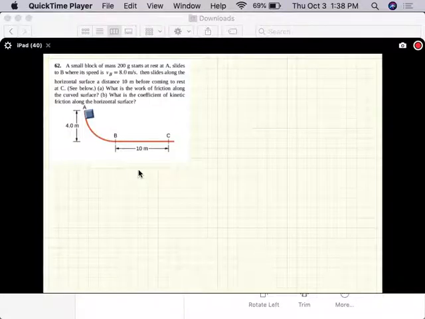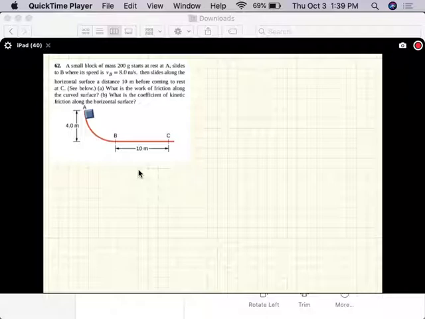All right, so this problem says a small block of mass 200 grams starts at rest at A, slides to B, where its speed is 8 meters per second. Then it slides along the horizontal surface a distance of 10 meters before coming to rest at C. What is the work of friction along the curved surface? What is the coefficient of friction along the horizontal surface?